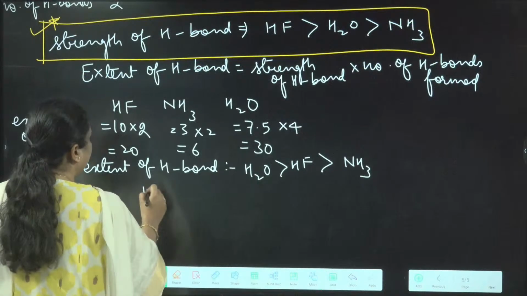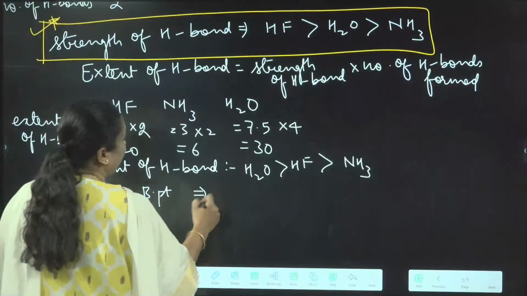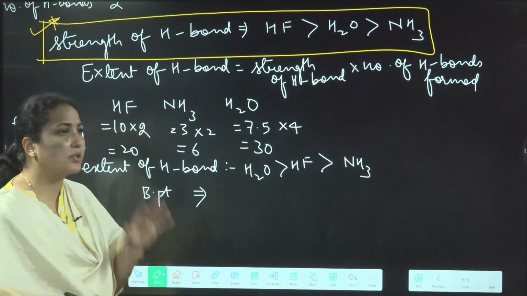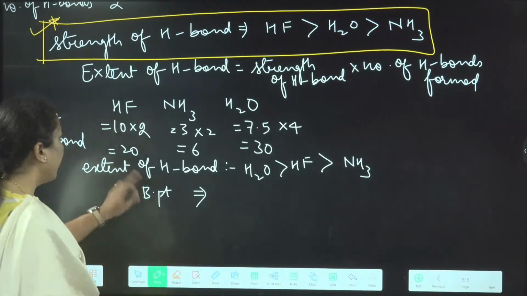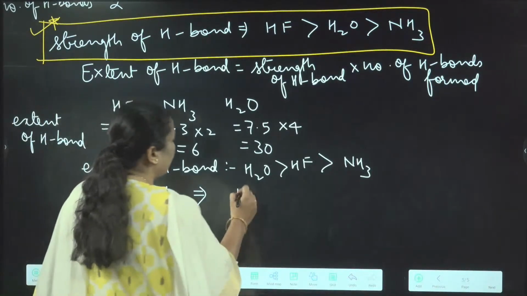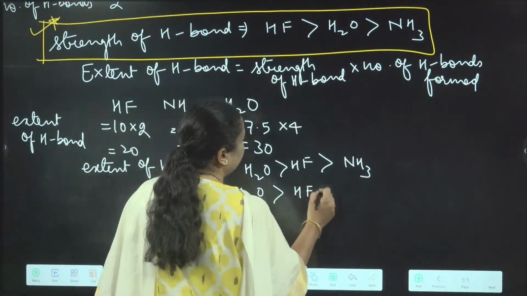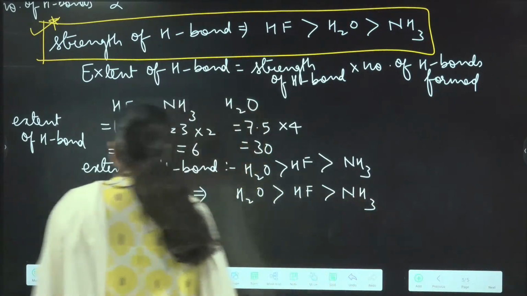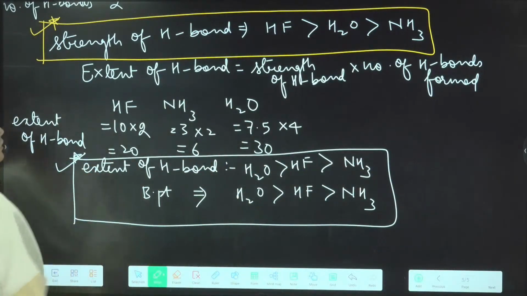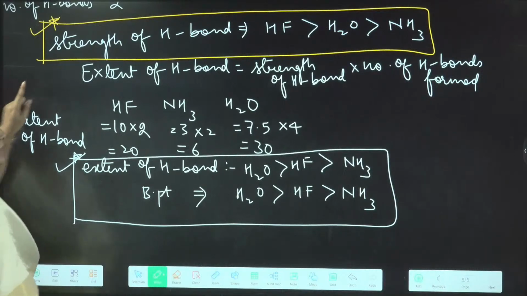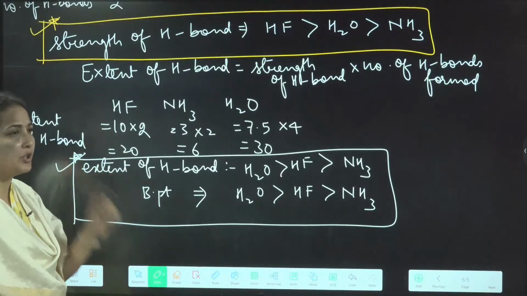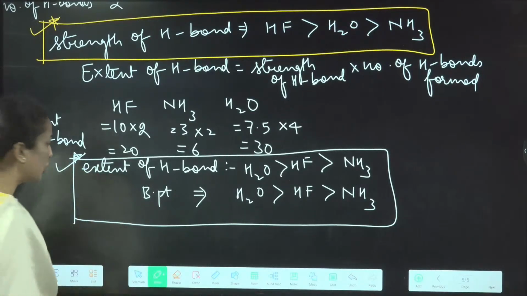Right? And depending on this extent only, you'll have different physical properties. That means boiling point, melting point, viscosity, vapor pressure, volatile nature. Everything depends upon the extent of hydrogen bond present in the species. So you have here H2O, then HF, and then NH3. So this is important. You can directly remember the orders here. For strength, simply based upon how much energy is being liberated. For extent, we are considering energy and also how many hydrogen bonds are formed.